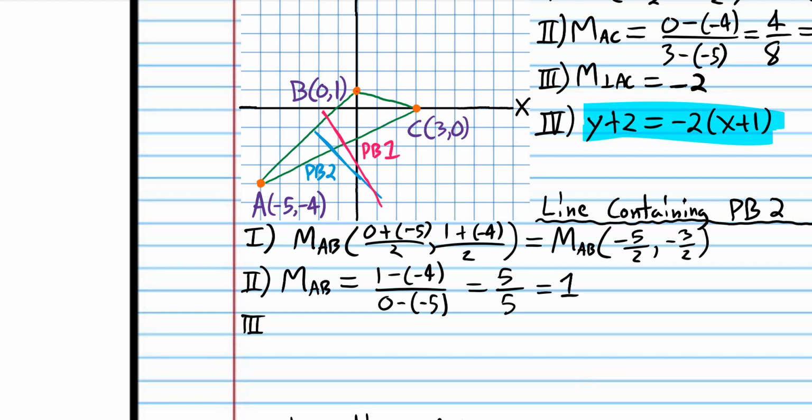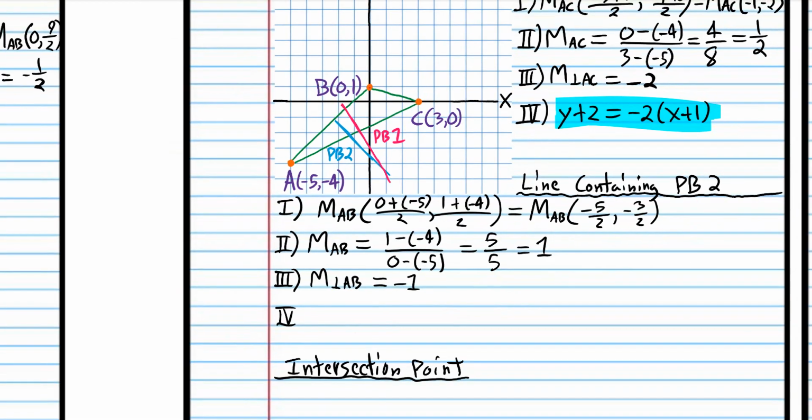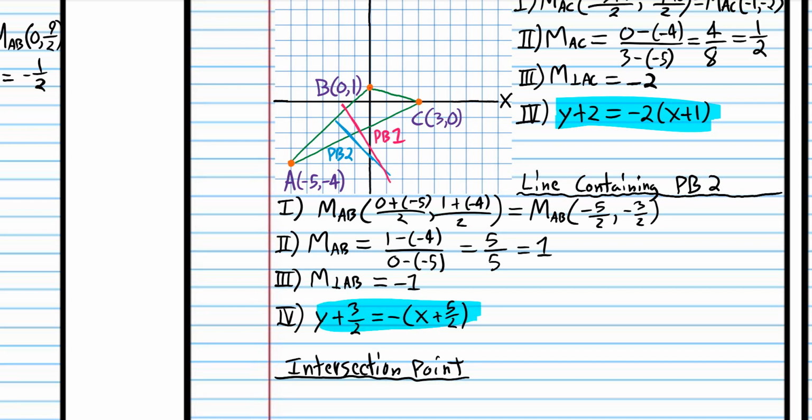Now step 3, we need to find the slope of the line perpendicular to AB, and that would just be -1. And finally, we can write the equation of the line that is the perpendicular bisector number 2. Using the midpoint, we have y plus 3/2 is equal to -x plus 5/2. And that is the equation of the perpendicular bisector number 2.